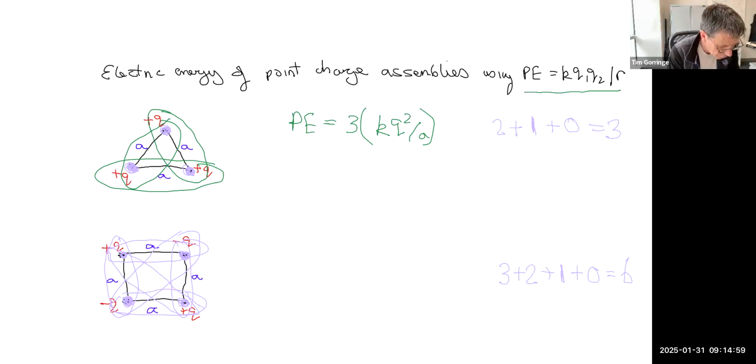The remaining 2 are the 2 interactions involving the opposite corners. There's this pair of opposite corners here from the top left to the bottom right, and then there's this pair here from the bottom left to the top right. So 2 are opposite corners. They involve like charges, 2 plus q's or 2 minus q's. And they involve a greater separation. We said that was the square root of 2 times A by Pythagoras' theorem.